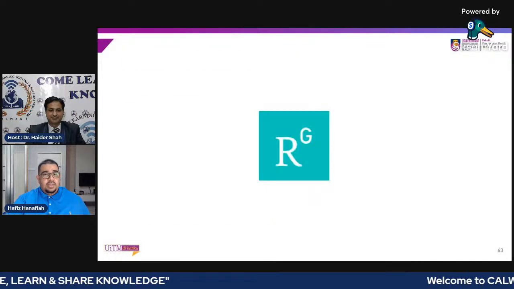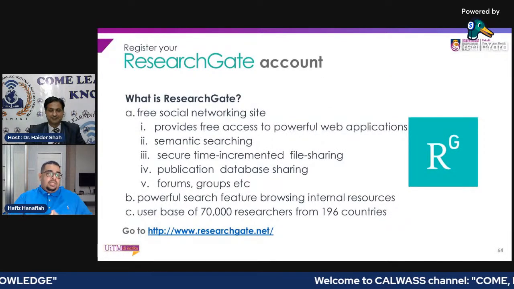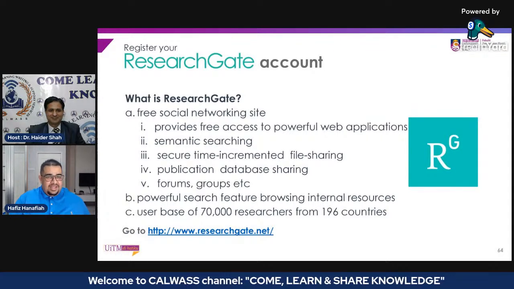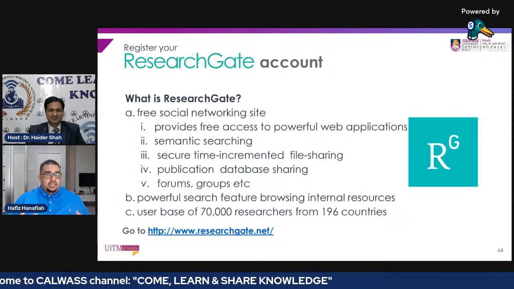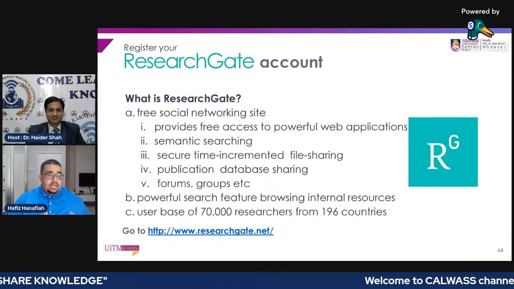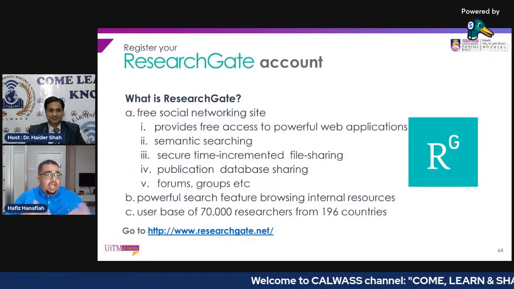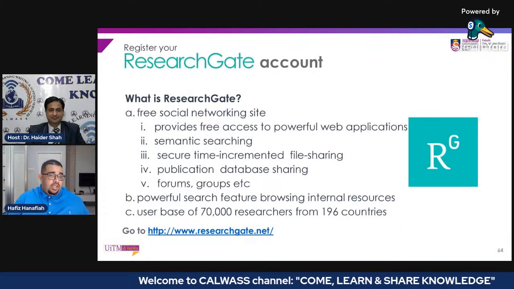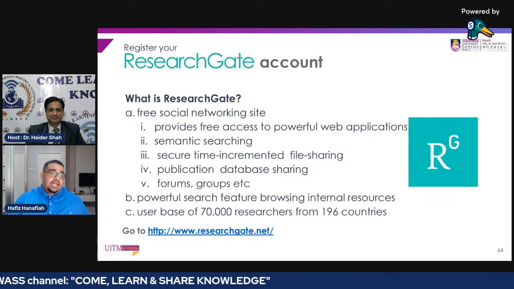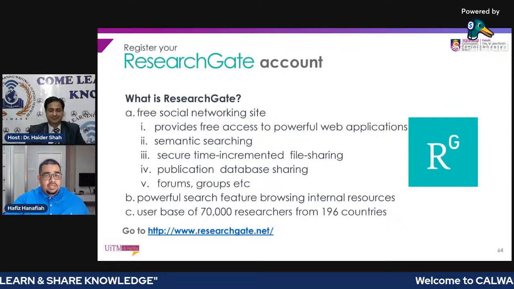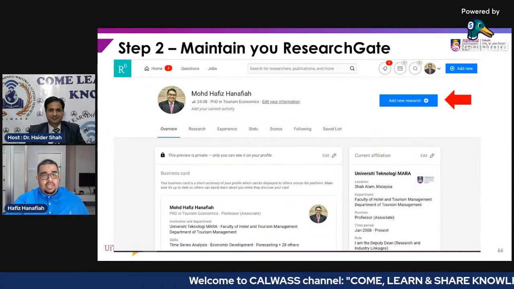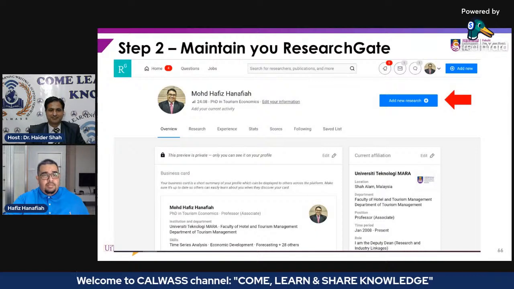Again, and ResearchGate. ResearchGate is for me my best friend. Why? First, it's a free social networking site. You can have a lot of website applications. You can search for articles that are uploaded on ResearchGate. You have forums and groups where you can participate, where you can learn and unlearn things. I have been asking questions, and I've been answering questions from other researchers. You can register for free. Again, this is how you register, and this is my ResearchGate profile.